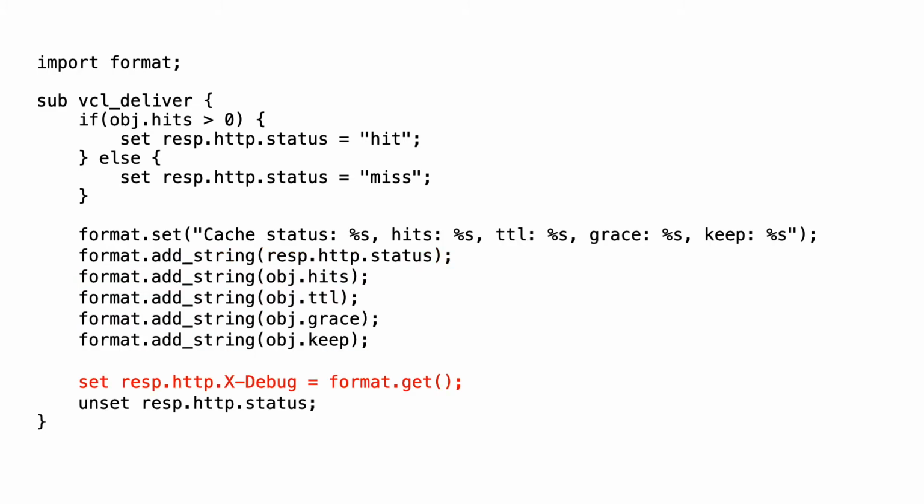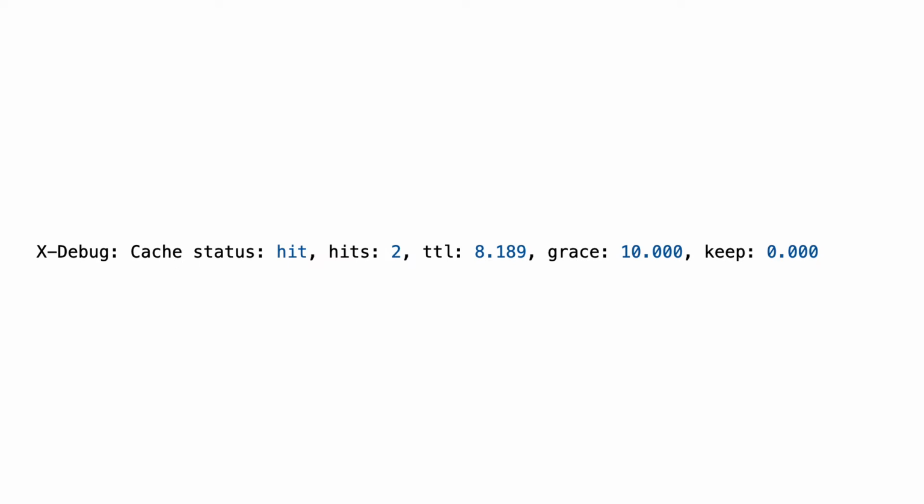And finally, if we want to receive the formatted string with all the templated values, we need to call format.get, and the output is a string which can be assigned, in this case, to the X-Debug header. And as you see, the output is the same.